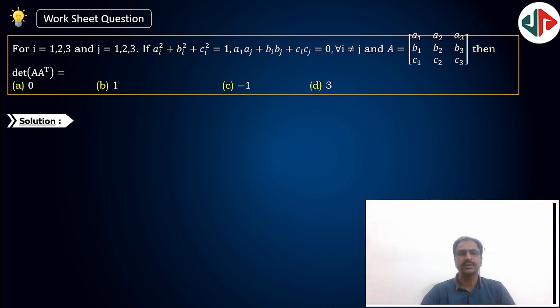Sum over i equal to 1 to 3, j equal to 1 to 3: ai square plus bi square plus ci square is equal to 1. This is ai aj, not a1. It is ai aj plus bi bj plus ci cj is equal to 0 for i not equal to j. The question is finding determinant of A into A transpose.